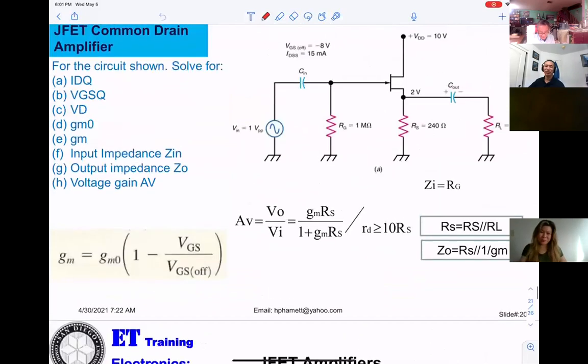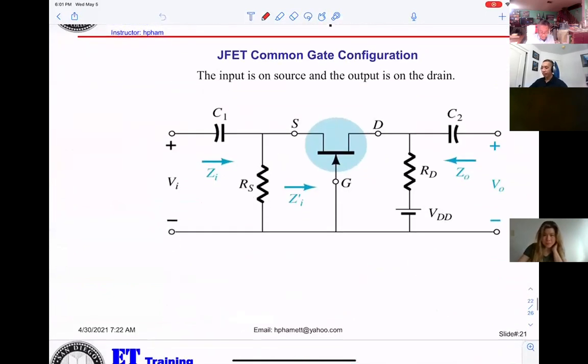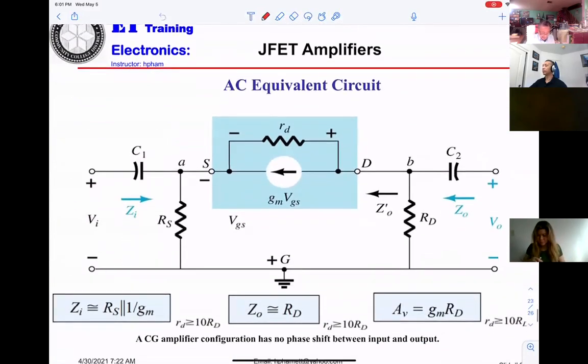Okay, so last time we already covered common source and common drain. And the last one will be the common gate, okay? And this is a common gate. Input will be applied to the source, and the output will be coming from the drain. And this is basically the AC configuration.